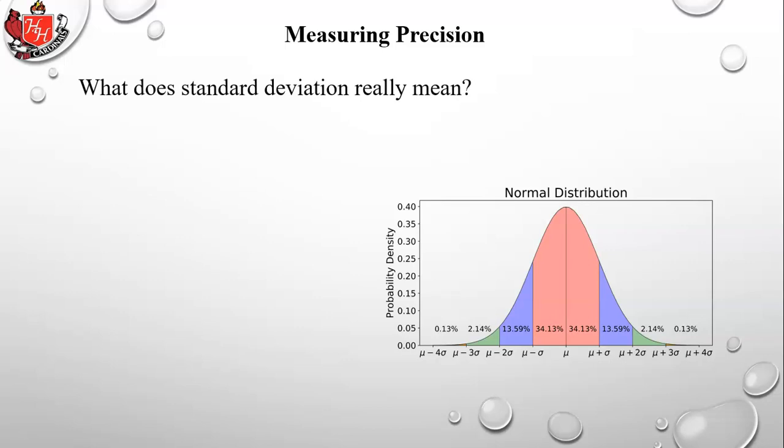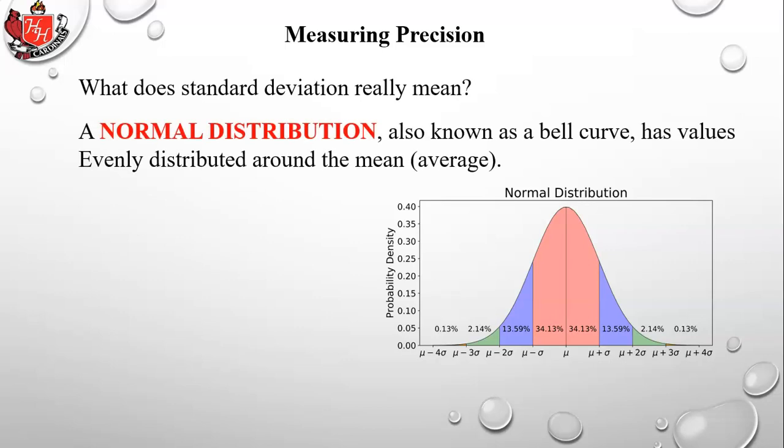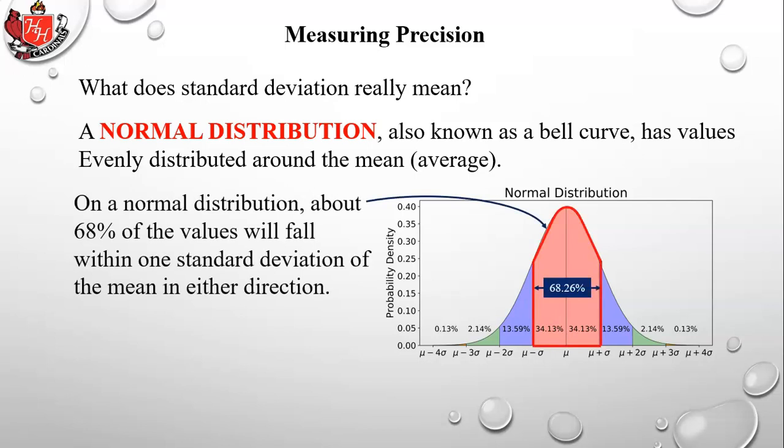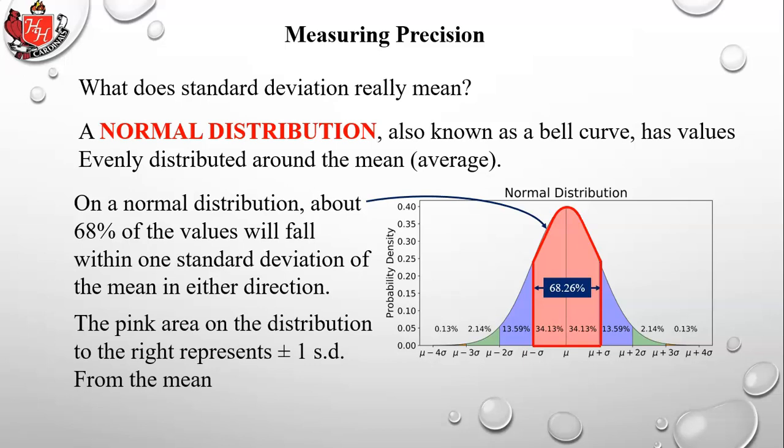So what does standard deviation really mean? A normal distribution, also known as a bell curve, has values evenly distributed around the mean, the average. So on a normal distribution, about 68% of the values will fall within 1 standard deviation of the mean in either direction. The pink area on the distribution to the right represents plus or minus 1 standard deviation, plus being to the right, minus being to the left, 1 standard deviation from the mean.